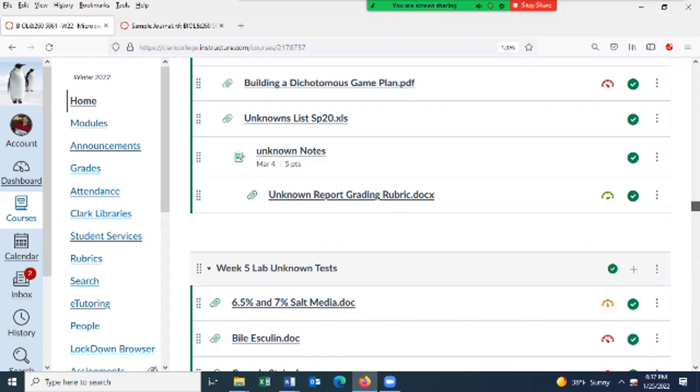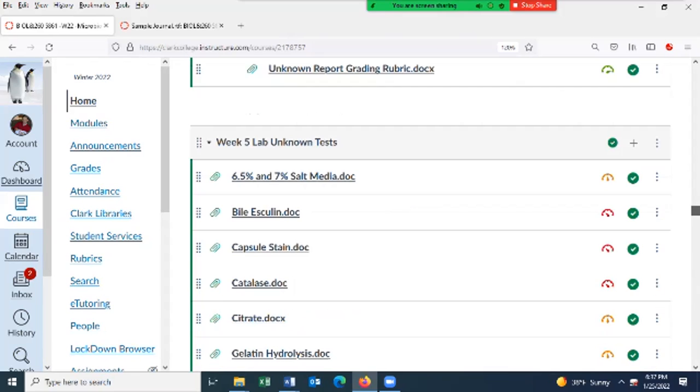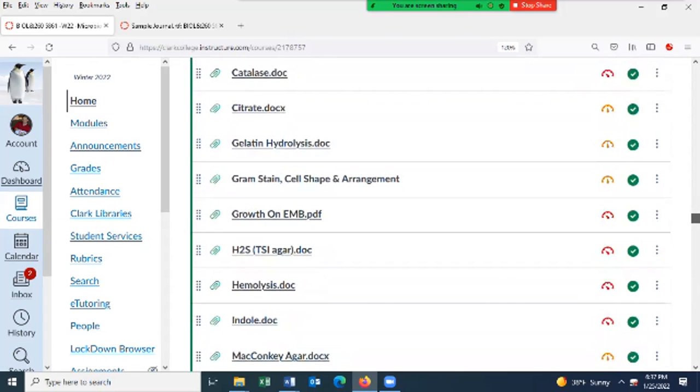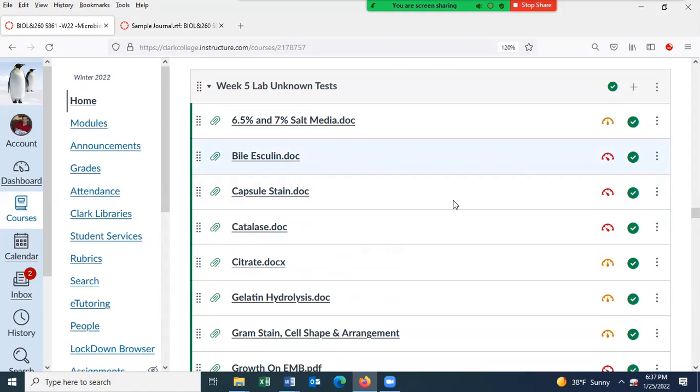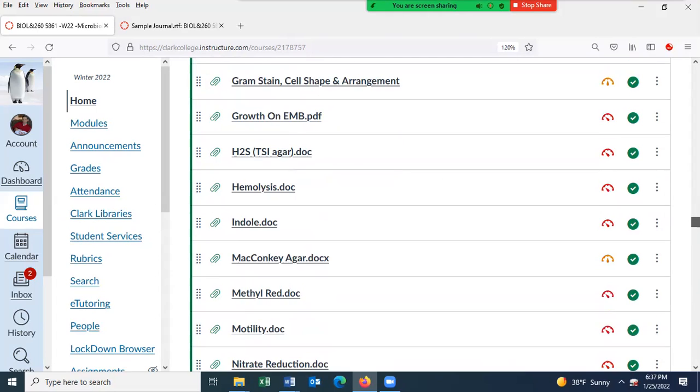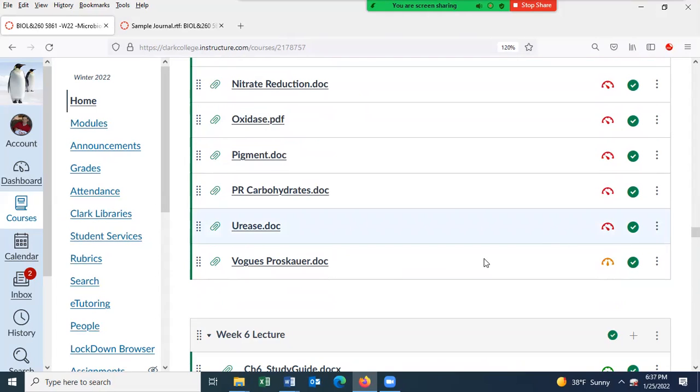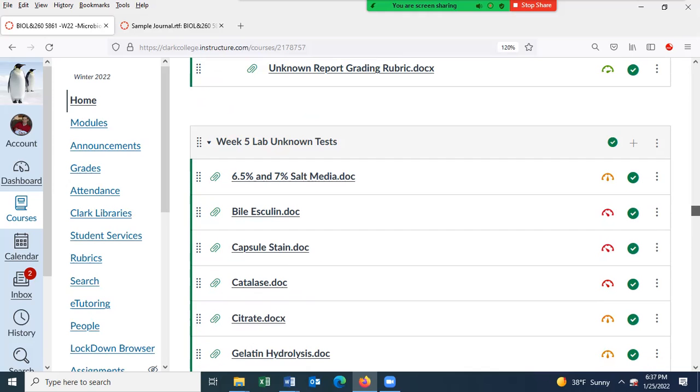On week 5, there are a whole bunch of different tests that you can run on your unknown bacteria. And obviously, you're not going to be running all of these tests. You will run a test, and then depending on what your results are, you'll look up to see what would be another good test to run, and then you'll check that test.